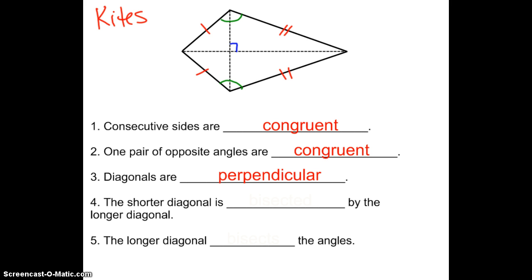The shorter diagonal is bisected by the longer diagonal. So these two are congruent, and the longer diagonal bisects the angles. So these two angles are congruent, and those two angles are congruent.